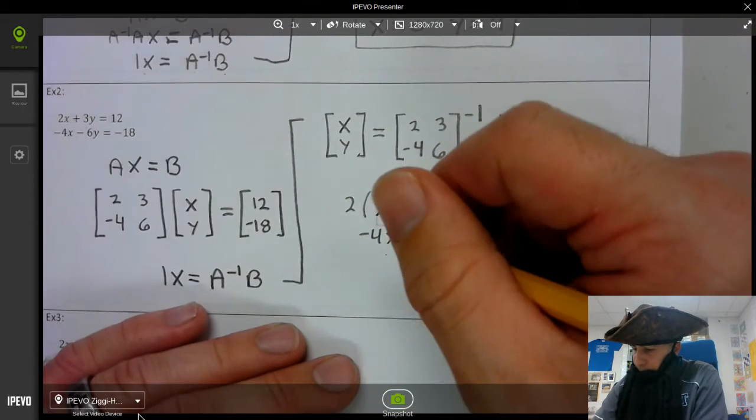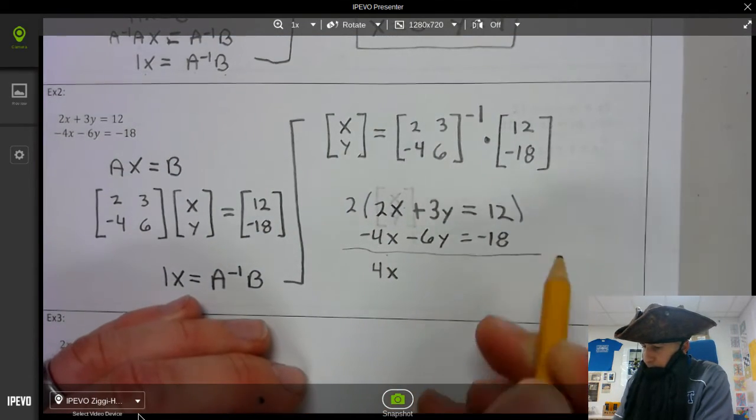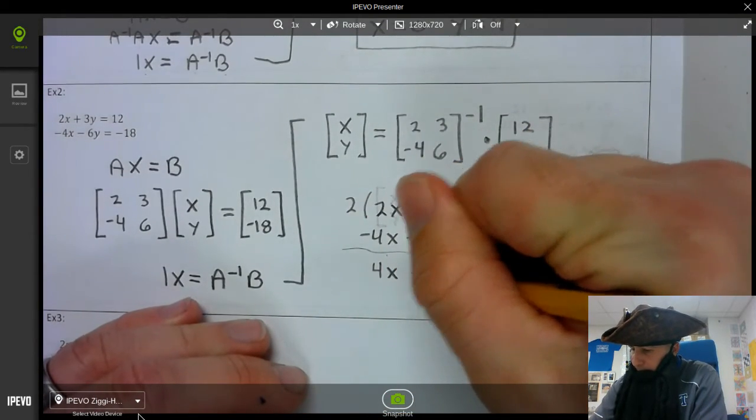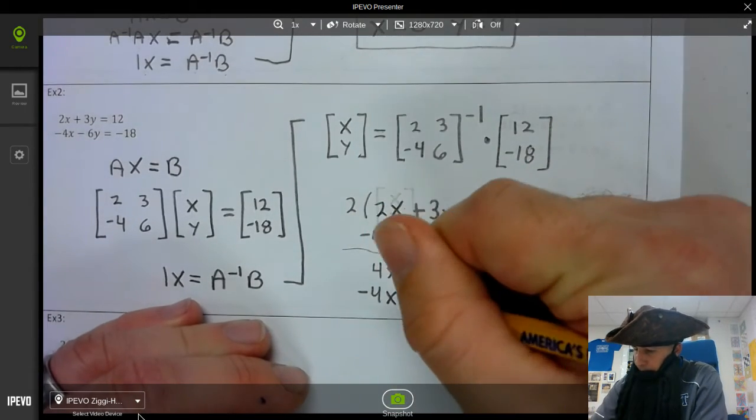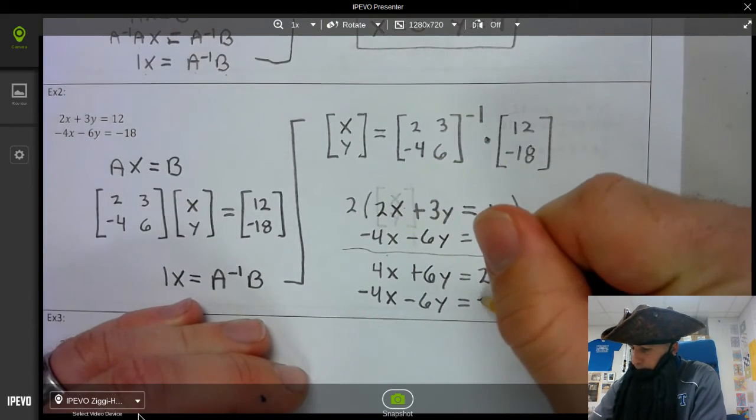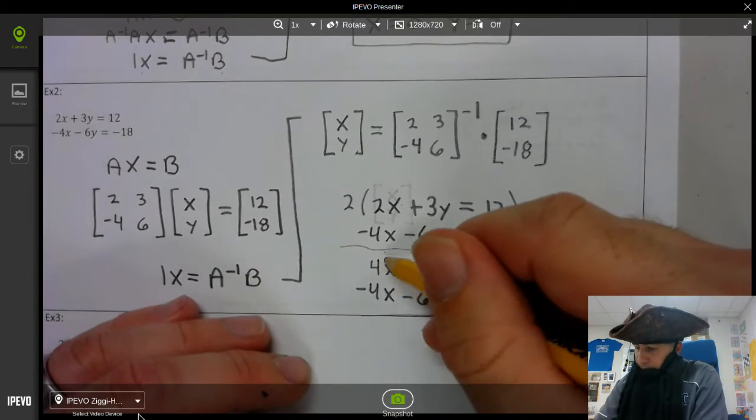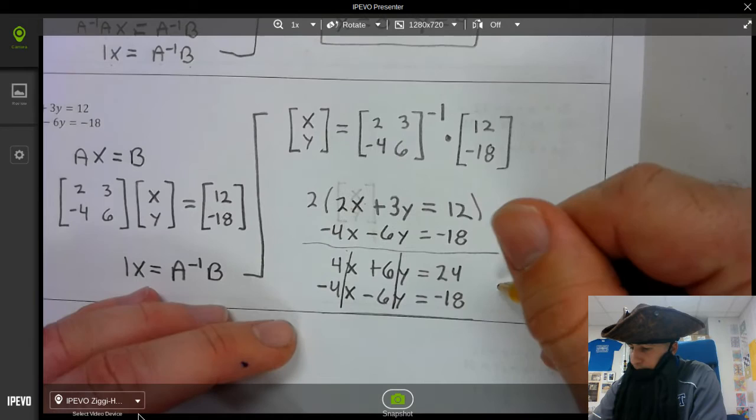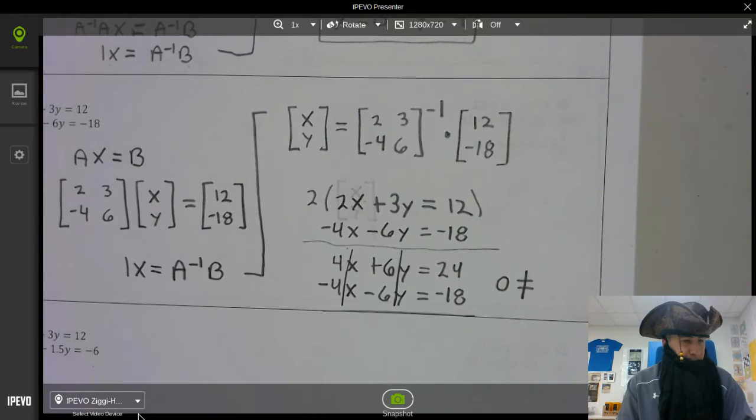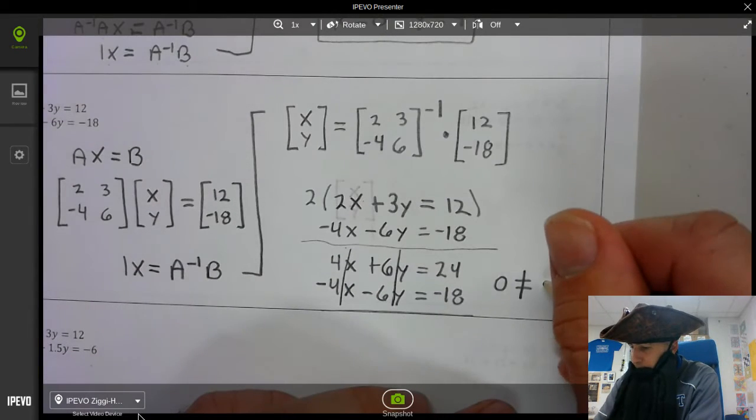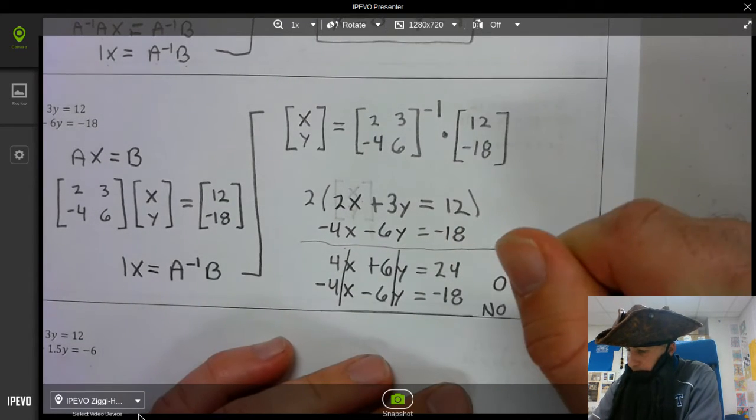So you get 2 times 2x is 4x. 2 times 3y is plus 6y. 2 times 12 is 24. And then we're going to rewrite. All right. So you'll see that the x's cancel, the y's cancel. So you're left with 0 not equal to, and with 24, that'd be 6. So this is a no solution.